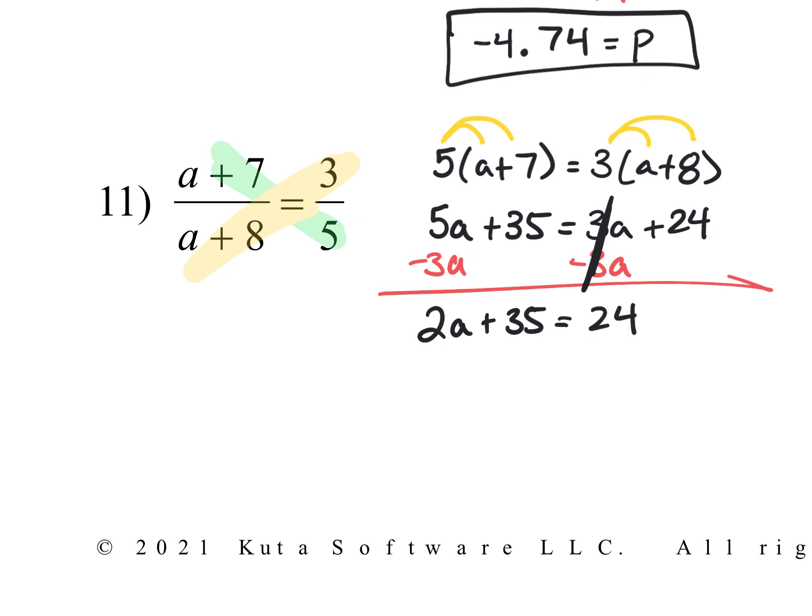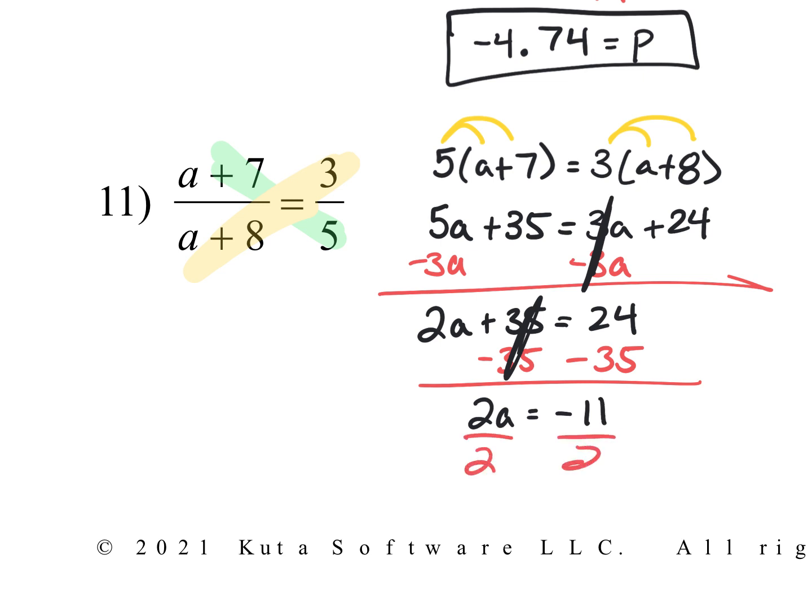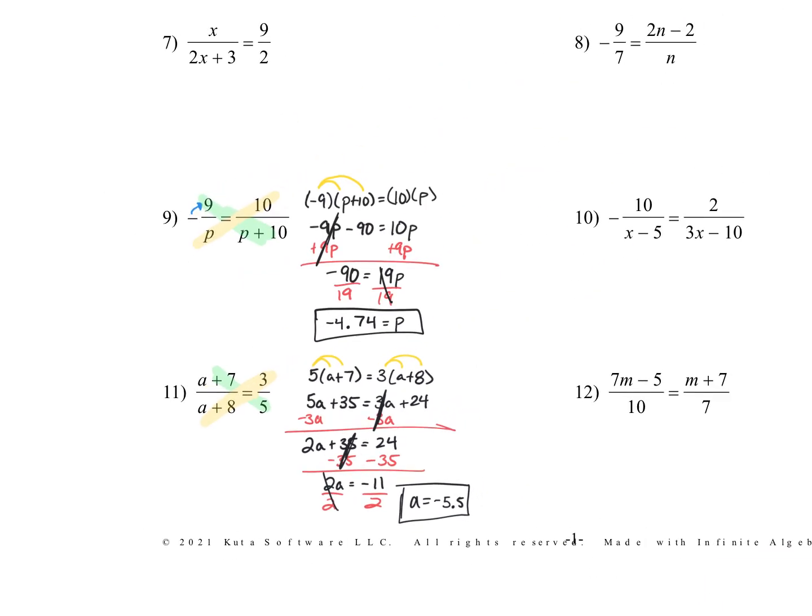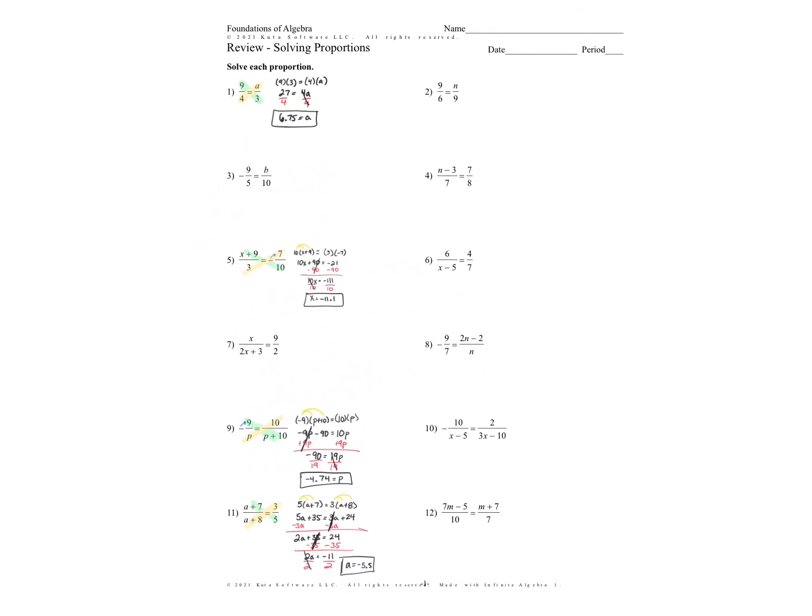Okay? Then you've got all your a's together. You want to isolate them. So you should start by subtracting 35 from both sides, because it was positive. 2a is equal to negative 11. Divide both sides by 2. And you end up getting a is equal to negative 5.5. That is 100% correct. Awesome. Okay, so there are 4 of your 24 problems.